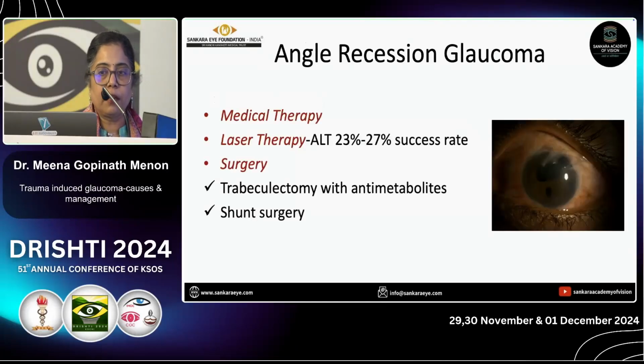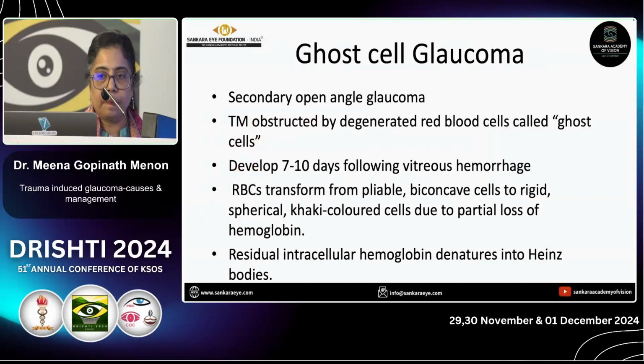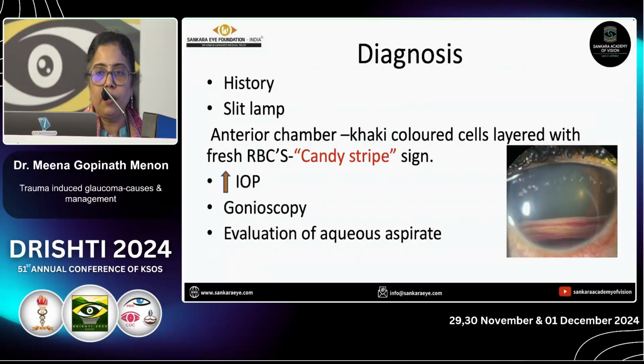Of course, along with medical therapy, ALT has shown a 23 to 27% success rate. Rarely we have to plan for a surgery like trabeculectomy with antimetabolites, or sometimes, if it's intractable, shunt surgery may be indicated. Other common causes: ghost cell glaucoma, which is an open angle glaucoma. Usually it follows vitreous hemorrhage, wherein we see these khaki colored cells due to the partial loss of hemoglobin. They go and occlude the trabecular meshwork.